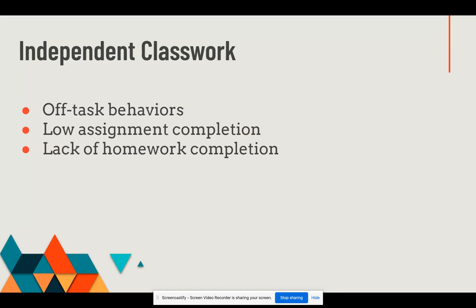In terms of his independent classwork time, he has a lot of off-task behavior, such as moving his chair, using the bathroom, sharpening pencils, or making frequent requests to his teacher. He has a low assignment completion rate during independent classwork time. And if he takes his leftover classwork home as homework, he finds it hard to complete and return it.